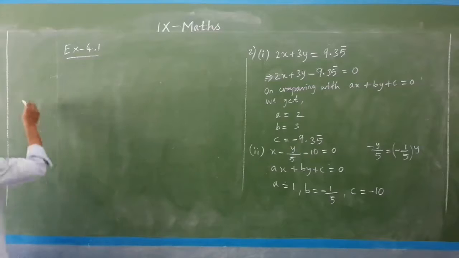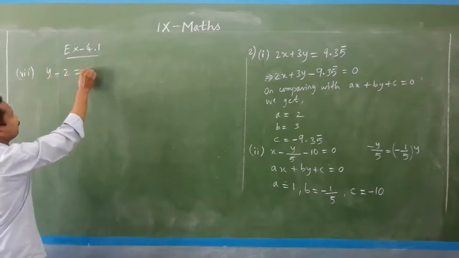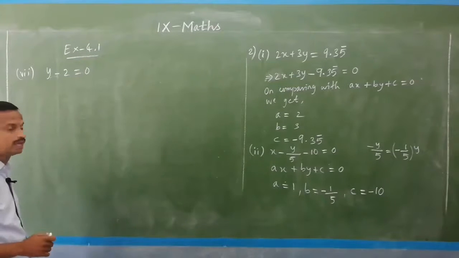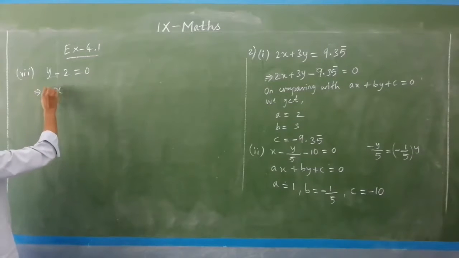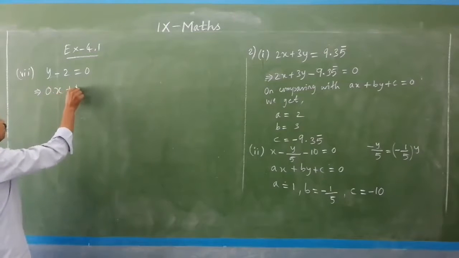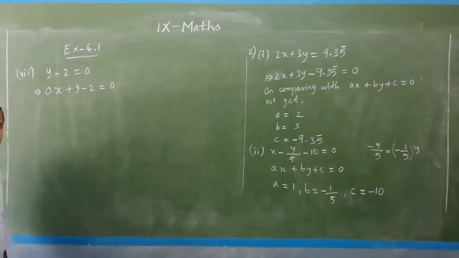Option 7, y minus 2 equal to 0. So, trying to write in general form here, what about x? Only one variable is there. So, there is no x. You have to write like this. This implies 0x. 0x means what? 0 into x, that is 0x. And then the y term is there, so plus y. And the constant term is there, so minus 2 equal to 0.